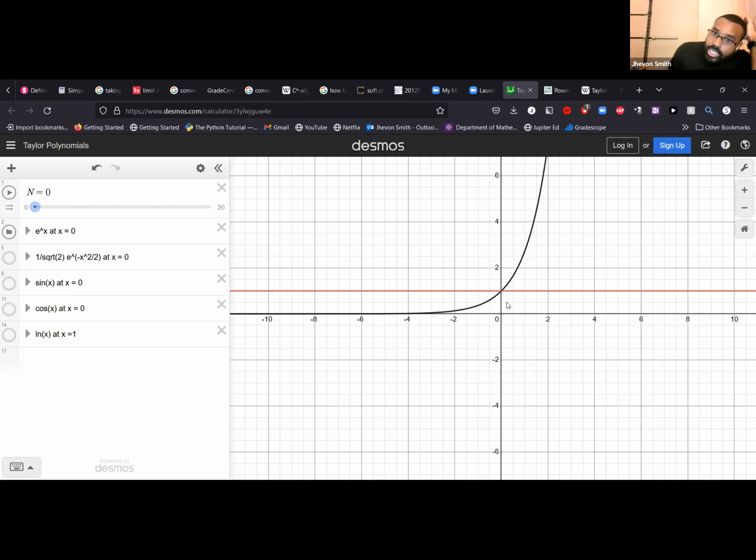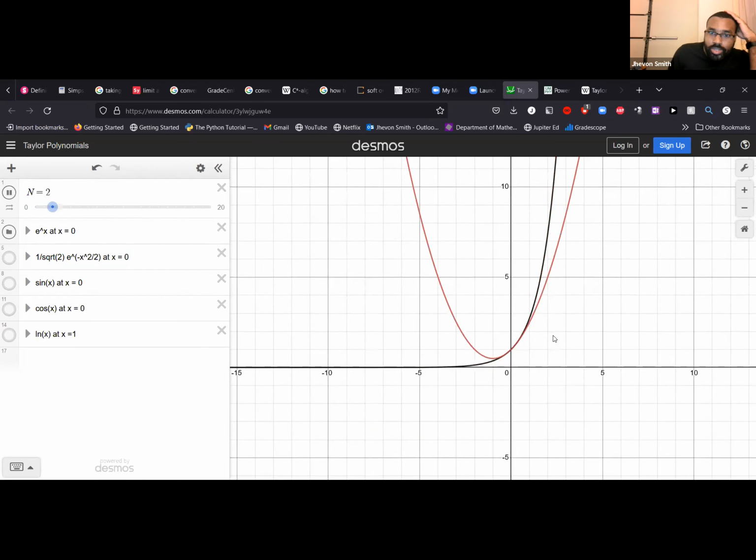So you can actually see that this red curve, the higher up the power goes, the closer it's going to fit this black curve. So if you were to click play here, look at that. Isn't that beautiful? The red curve at any given point is a finite degree polynomial going up to power 20, as you can see here.